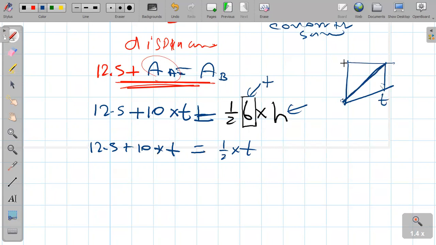But for height we can't use two unknown factors. We have to limit to one unknown factor. So the time is t here. But we know this gradient. Remember that gradient was 5. 5 equals h over t. h over t, so h equals what? 5t.